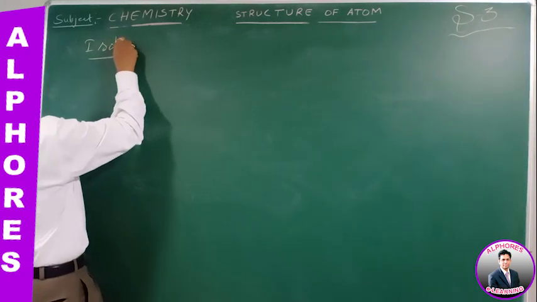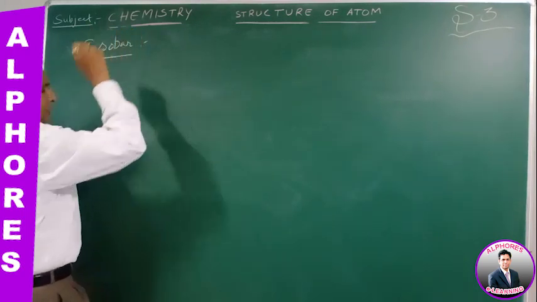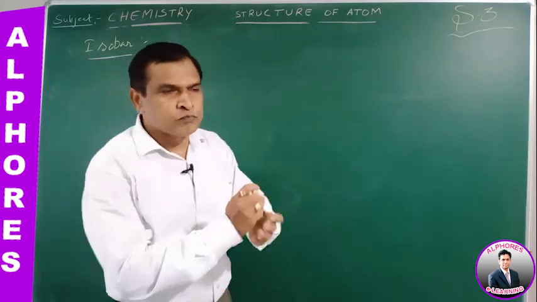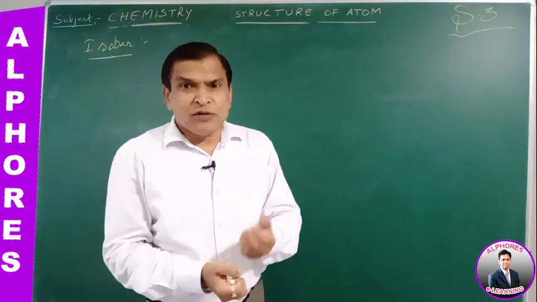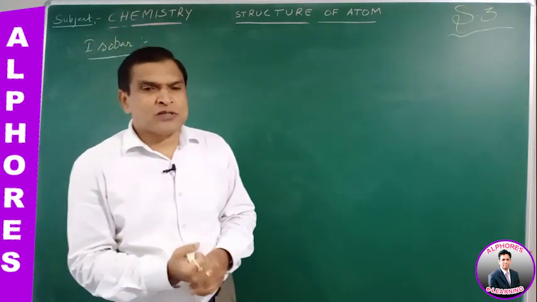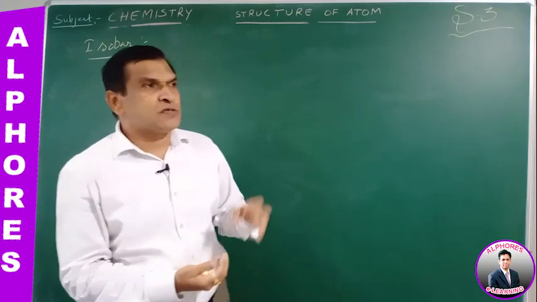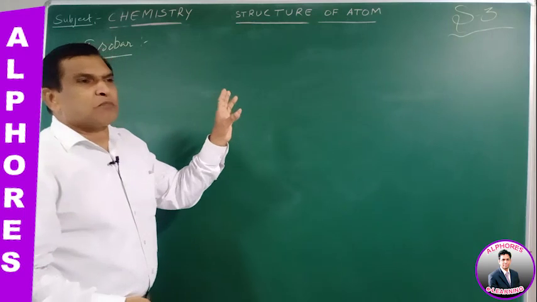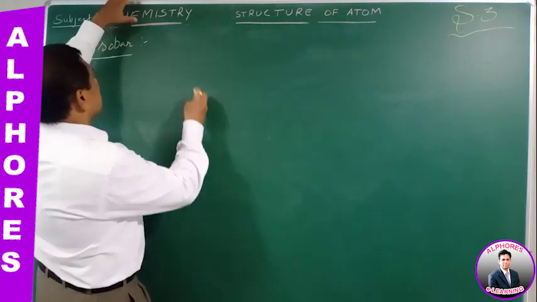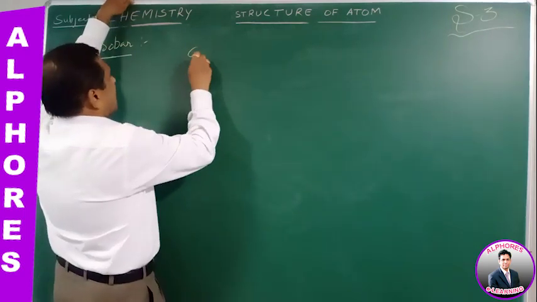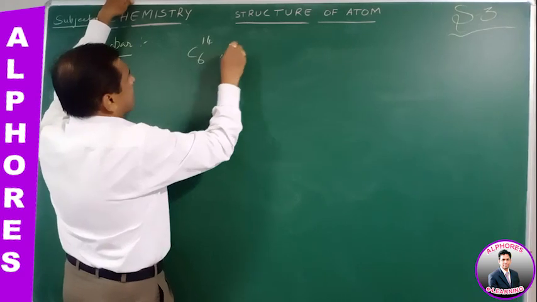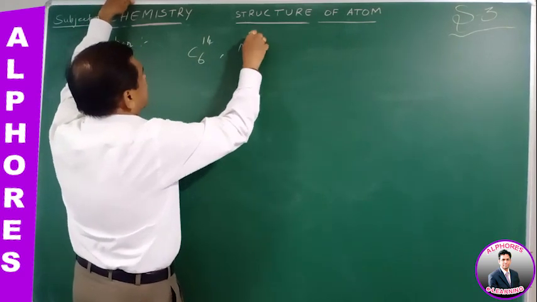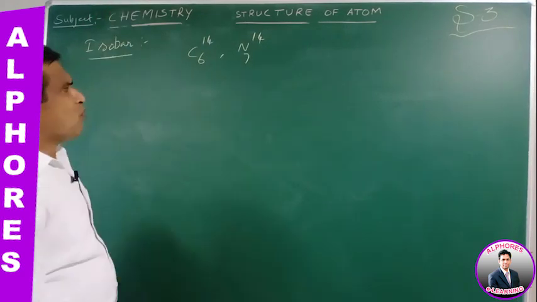Isobar. The concept of isobar. Atoms of different elements having different atomic numbers but possessing the same mass number are called isobars. Example: carbon-14 (atomic number 6) and nitrogen-14 (atomic number 7). These two are isobars.